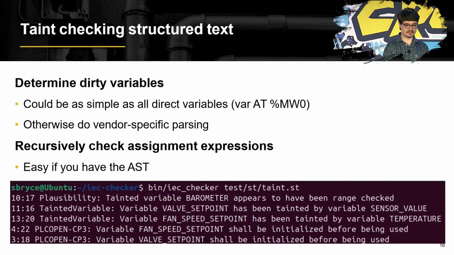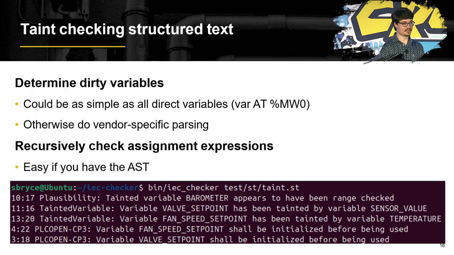So I tried to do taint checking in structured text, and the first step is to determine the tainted, or dirty, variables. For the purposes of this, I just assumed that all direct variables were tainted. In the real world, you'd probably want to do some vendor-specific parsing to determine which variables are actually input variables. Then, using IEC Checker, I already have the abstract syntax tree, so you can just go through and recursively check the assignment expressions and find out which variables derive their value from the dirty input variable.